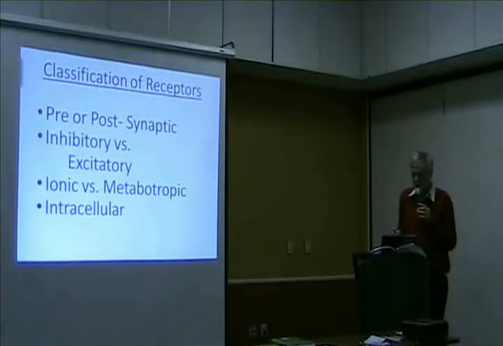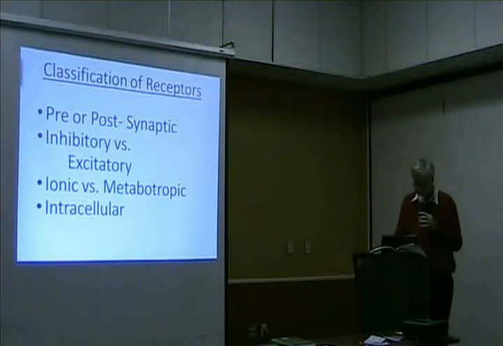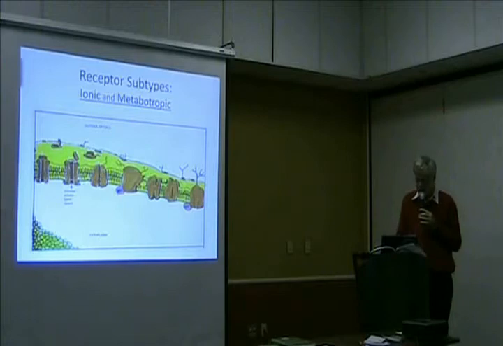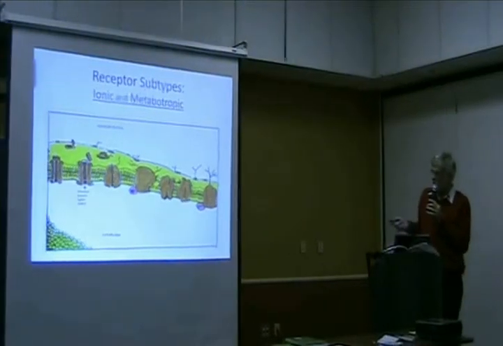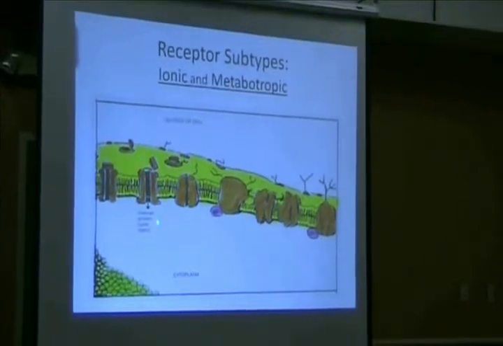The target for most of the psychiatric drugs is to have some impact on the postsynaptic receptors, but there are exceptions to that. And then finally, metabotropic receptors. Here, this diagram shows an ionic receptor.